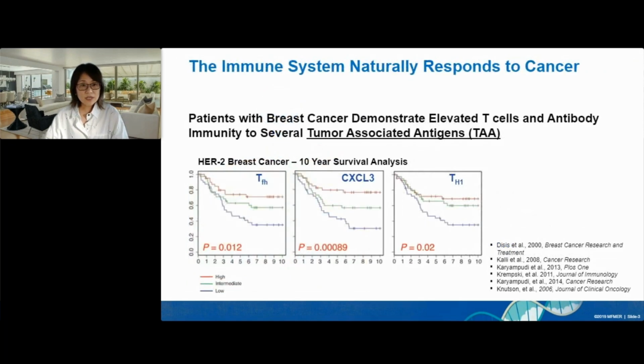Many years ago, Dr. Keith Knutson, an immunologist at Mayo Clinic, discovered that patients with breast cancer demonstrated elevated T cells and antibody immunity to several tumor-associated antigens. These three figures show that elevated TFH, CXCL13, and the TH1 are associated with better survival. Therefore, the immune system actually naturally responds to tumor.